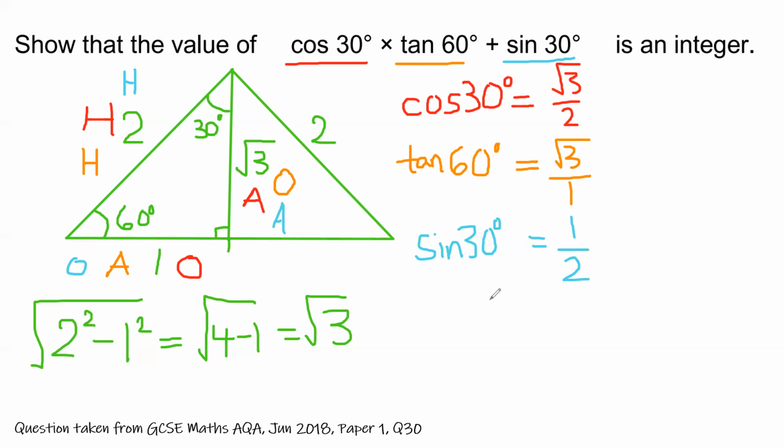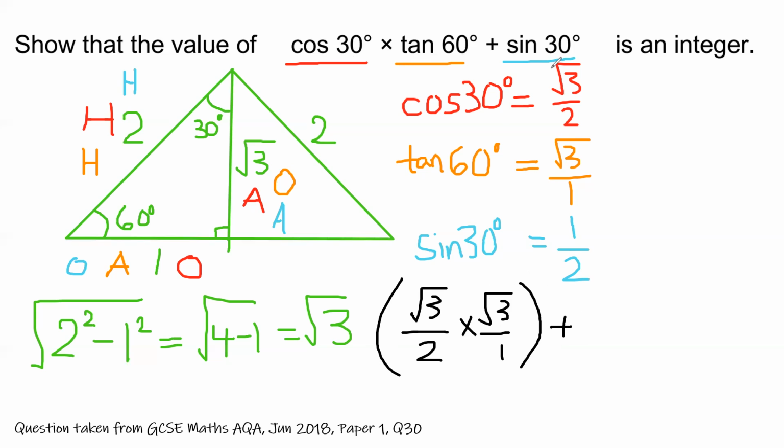So we've got cos of 30, which we know is root 3 over 2, times tan of 60, which we know is root 3 over 1. I didn't really need to put the 1, but I'm going to do it just to make it easier so we can multiply by fractions. And then we're going to be adding sine of 30, which is 1 over 2.